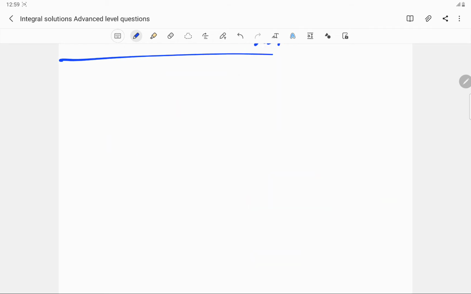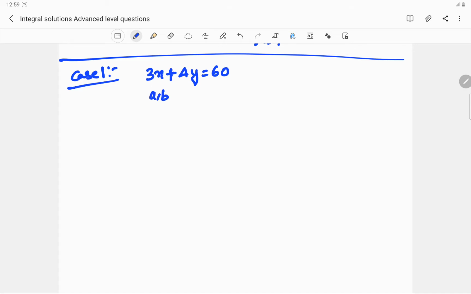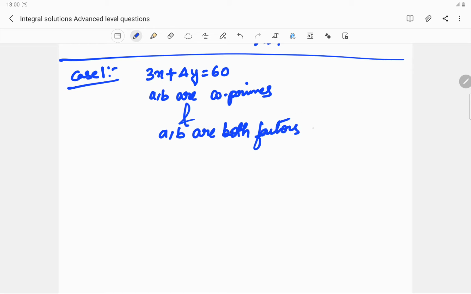Now in case 1, we have taken an equation of the form 3x plus 4y is equal to 60, and we have seen the optimal method to solve this equation to find out the number of integral solutions. So in this case 1, a comma b, that is the coefficients of x and y, are coprime, and a comma b are both factors of k. So this was case 1.